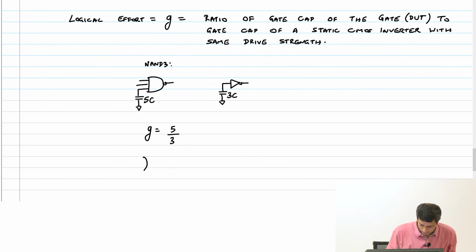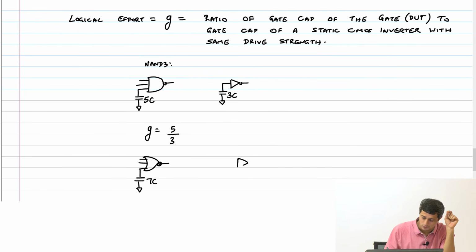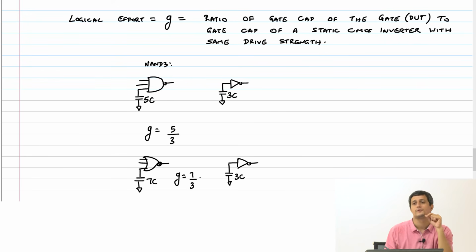If I have a NOR 3 now, what's the input capacitance? What are the sizes for NOR 3 first of all? NMOS is all 1, 1, 1, PMOS will all be 6, 6, 6. So net gate capacitance will be 7C. I am now going to compare this to an inverter with the same drive strength, which is 3C. Therefore, logical effort is 7 by 3.